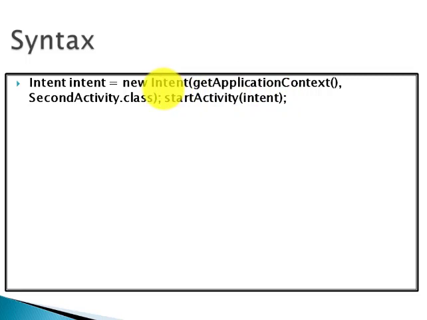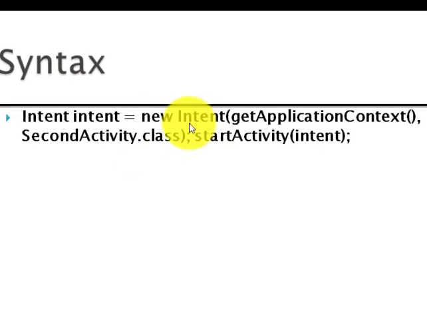Intent constructor has two parameters. First is the name of the context application, that is your getApplicationContext, and second parameter is the name of the activity where we want to pass the control, that is your SecondActivity.class. This is your second activity where we want to transfer the control from the current activity to the second activity. After creation of the intent object, we will start the activity and pass the intent object as a parameter. This is the syntax to start an activity in Android.